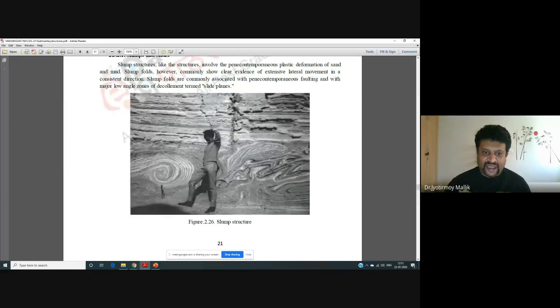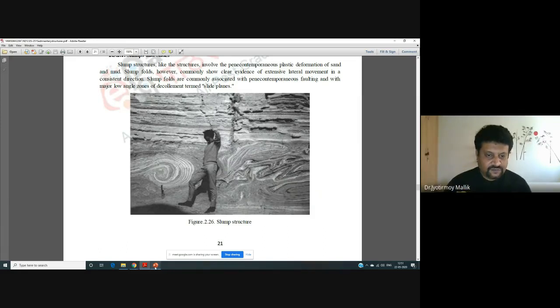And while these beds were getting deposited, perhaps there was an earthquake or something, and all the rocks got completely shattered in a sense and formed this structure. And there are two things that you should see here.